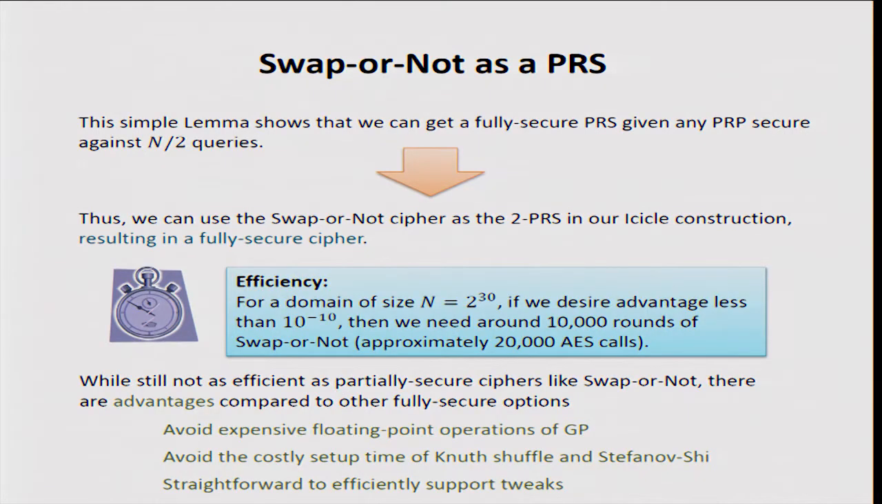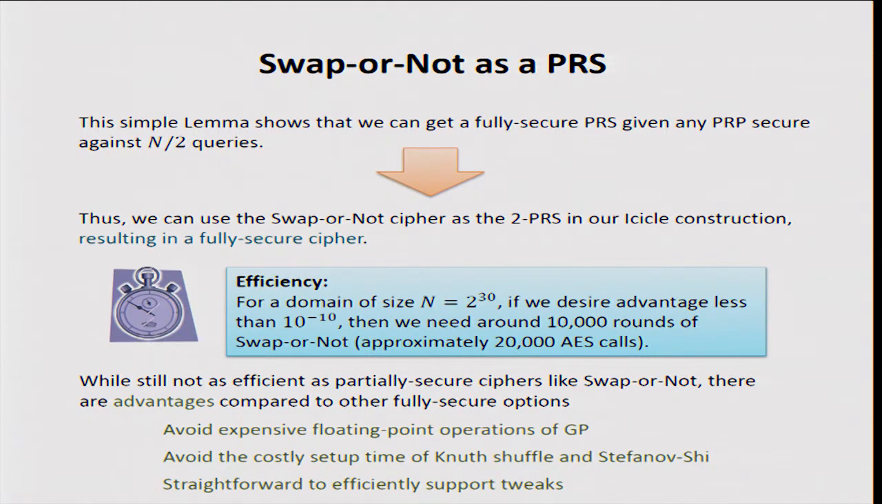Okay, so let's talk about some efficiency numbers here. Let's go back to our example with Social Security numbers. That domain was size 2^30. And so if we want a full security advantage of less than 2^-10, it's going to need about 10,000 rounds of swap-or-not. And the way we implement swap-or-not in this paper to support the tweaks is going to result in about twice that many AES calls, so about 20,000 AES calls.